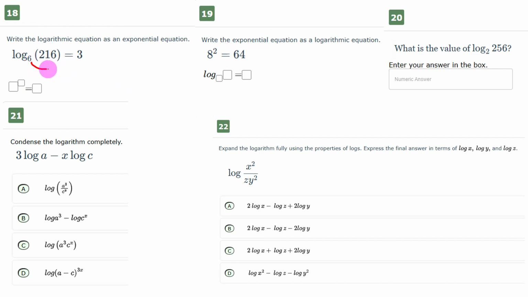Okay. This to this power equals that. 6 to the third equals 216. And now it's log base this of this equals that. Log base 8 of 64 equals 2. This you can throw in a calculator, or 2 to what power equals 256. What is that one? Is it the 8th power, I think? So it'd be 2 to the 8th power. I'm sorry, 8.